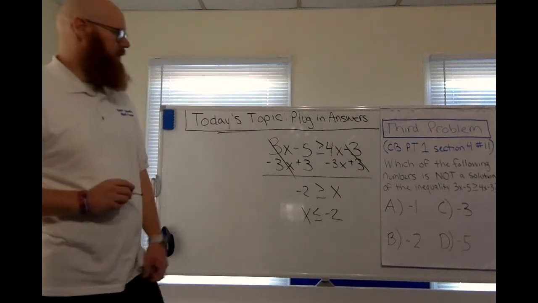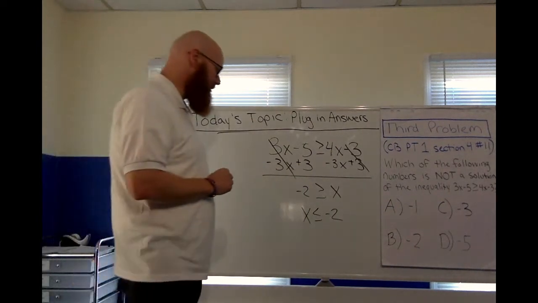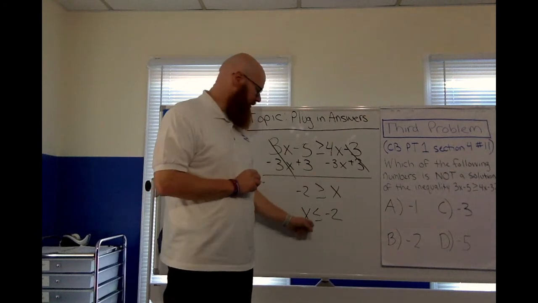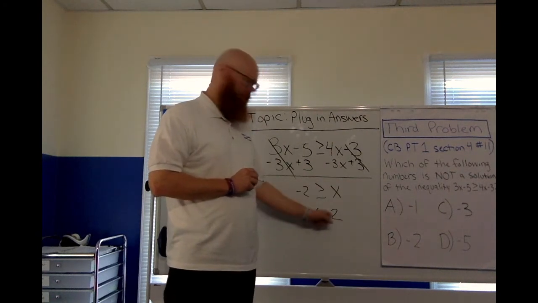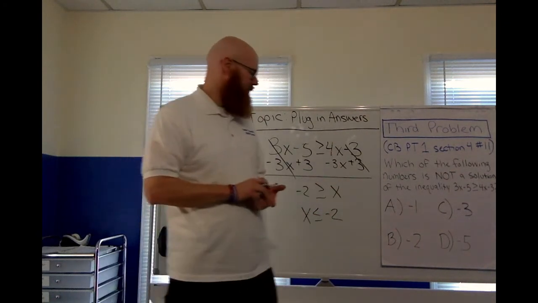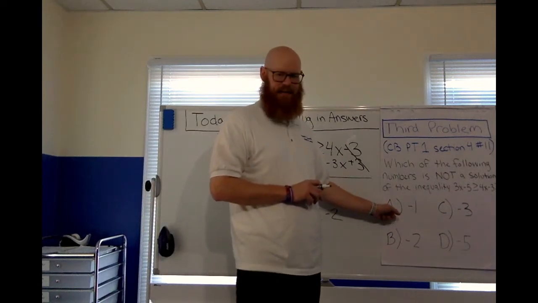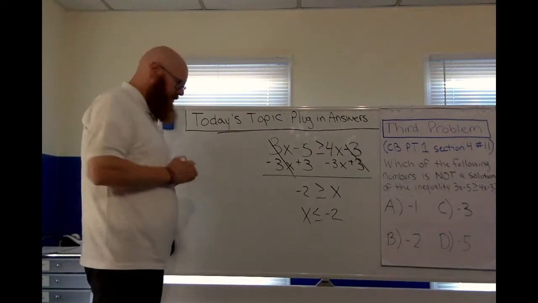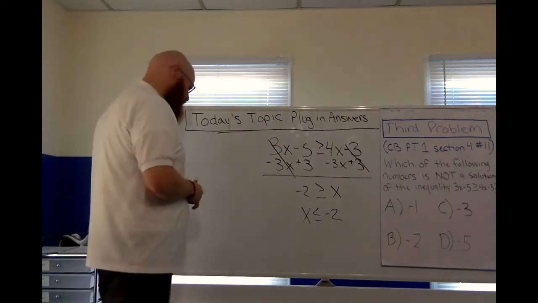So then it says, which of the following is not a solution? I'm looking for the answer that is not less than or equal to negative 2. And the only one that fits that category is A. All right? So that is the school way to do it.